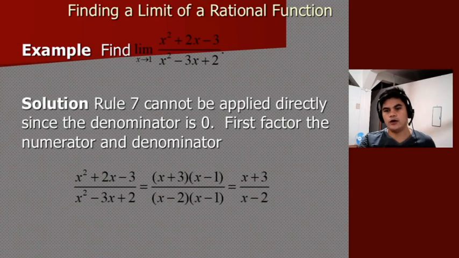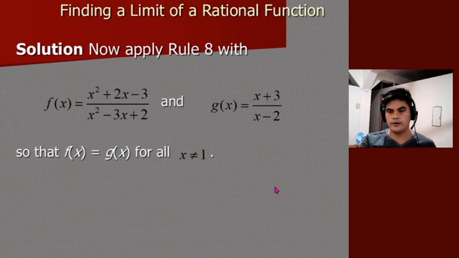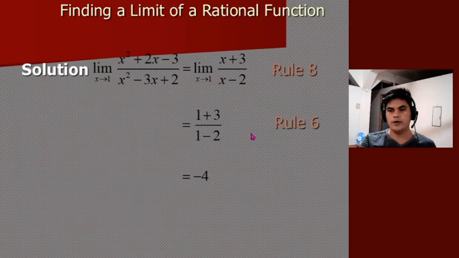We have the factors of x squared plus 2x minus 3: (x plus 3) and (x minus 1). The denominator is x squared minus 3x plus 2. We have (x minus 2) and (x minus 1). We have a common factor of x minus 1. What is left is x plus 3 over x minus 2. Now this time we are going to substitute 1. We come up with 1 plus 3 and 1 minus 2. 1 plus 3 is 4. 1 minus 2 is negative 1. So 4 over negative 1 is negative 4.